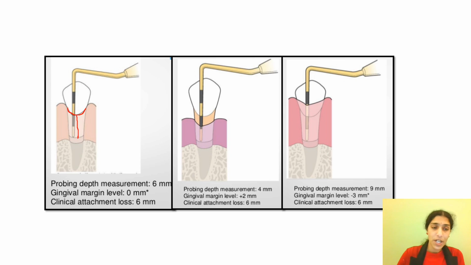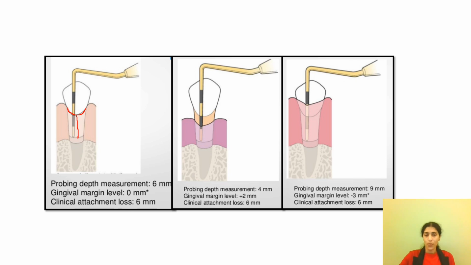So in this situation, when the gingival margin level is 0, that means the difference between the CEJ and the gingival margin is 0, right? Both are at the same level. So in that situation, the clinical attachment loss is nothing but from the CEJ to the base of the pocket, or from the margin to the base of the pocket. Both are the same, since they are at the same level. That's why CAL is equal to PPD in situation number 1.